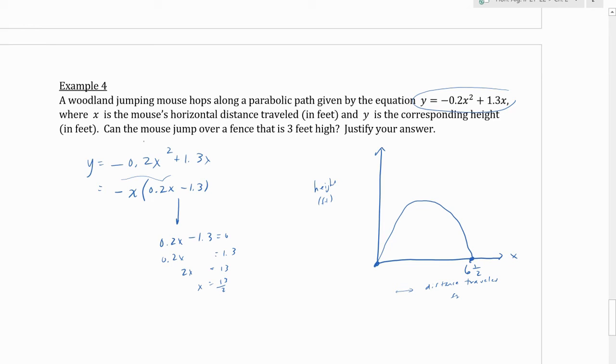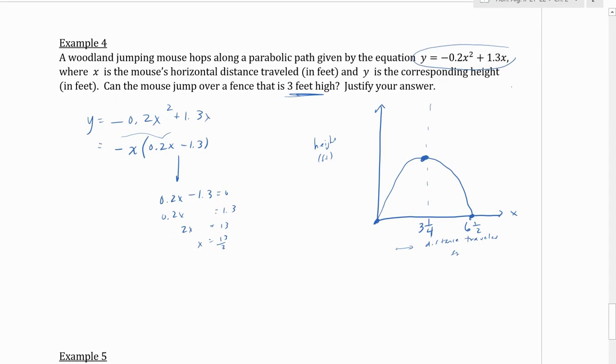Let's see what we know. Can the mouse jump over a fence that's 3 feet high? Well, let's look at this. Right there, halfway between those 2 points has to be the vertex. So half of 6.5 is what? 3.25? Well, let's see how high it can jump then. Let's see what we get when we plug in 3.25.